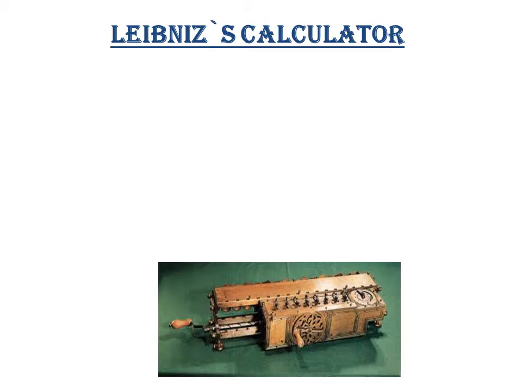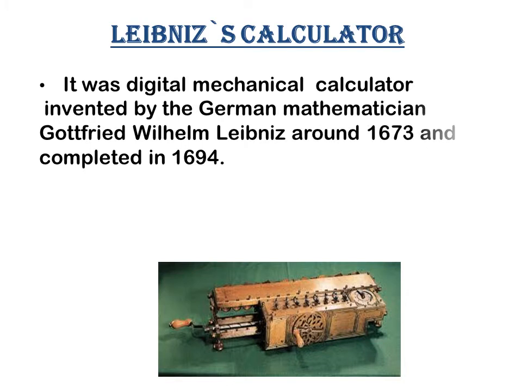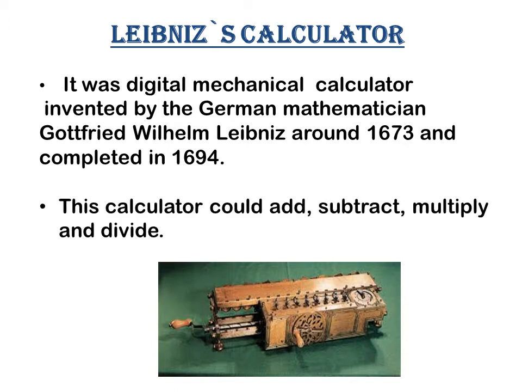And next is the Leibniz calculator. It was a digital mechanical calculator invented by German mathematician Gottfried Wilhelm Leibniz around 1673 and completed in 1694. This calculator can add, subtract, multiply and divide also.